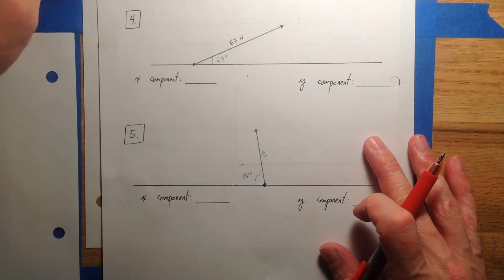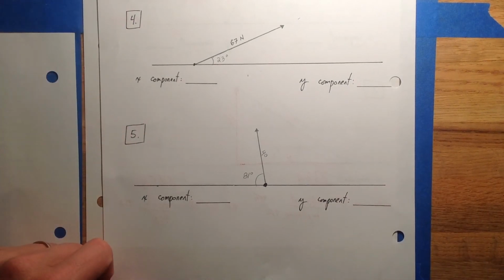Go on to the back. Do number 3, number 4, and number 5 on the back.